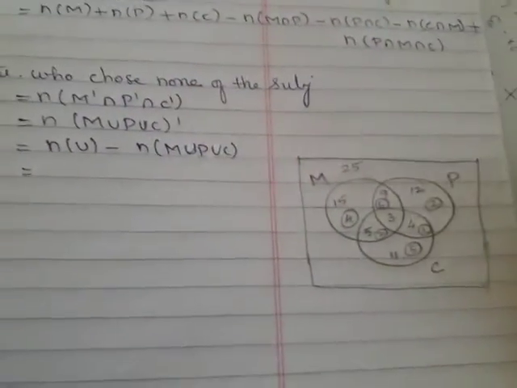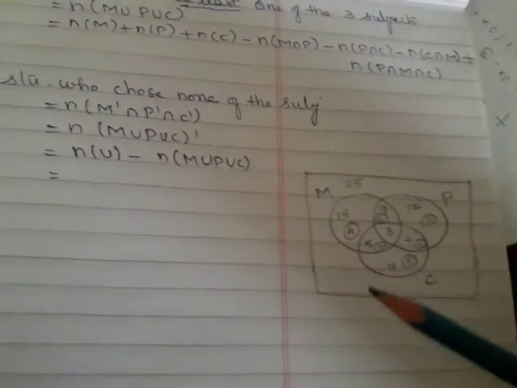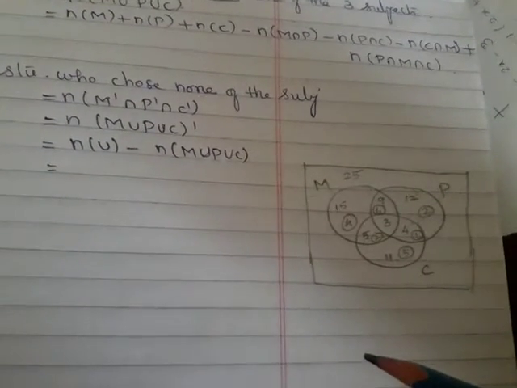Now I will explain the same problem using Venn diagram also. The Venn diagram, if you understand it, you can get the answer easily. But don't write the answer directly from the Venn diagram.